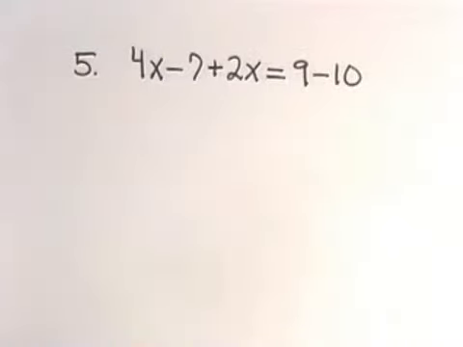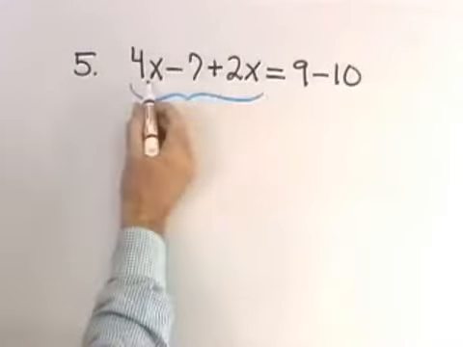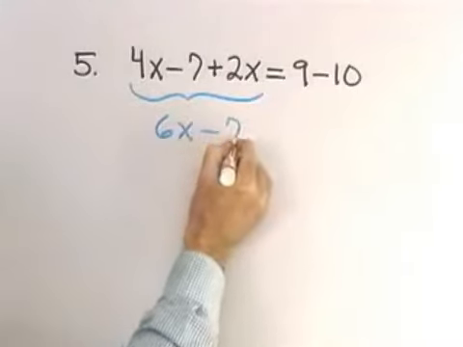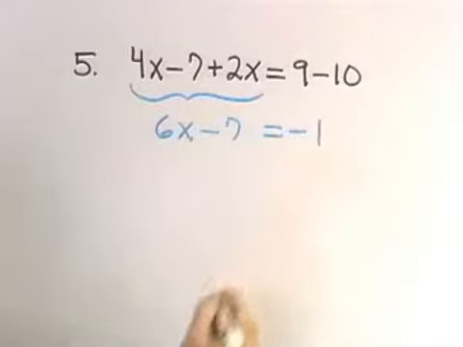Here's one more problem. 4x minus 7 plus 2x equals 9 minus 10. So first of all, I'm going to simplify each side as much as possible. So let me simplify this. 4x plus 2x is 6x minus 7 on the left side. And then 9 subtract 10 is negative 1 on the right side.